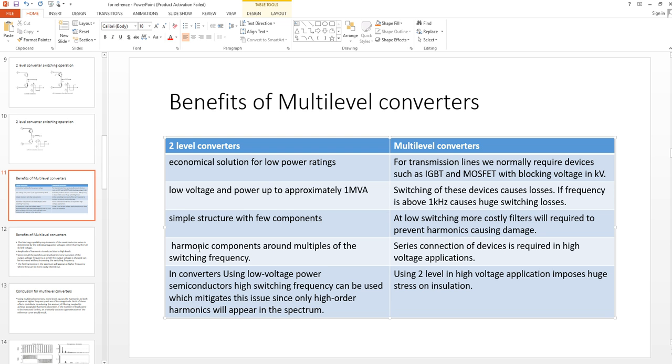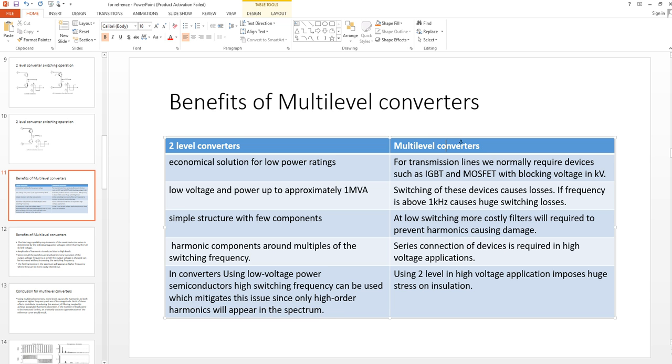Harmonic components are around the multiples of the switching frequency. The harmonic distortion will be very high in a two-level converter as compared to multi-level converters. In converters using low power semiconductors, high switching frequency can be used, which mitigates this issue since only higher order harmonics will appear in the spectrum.